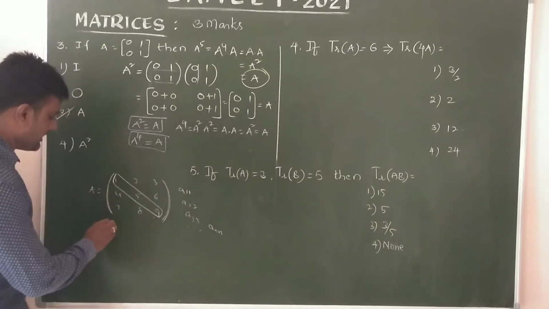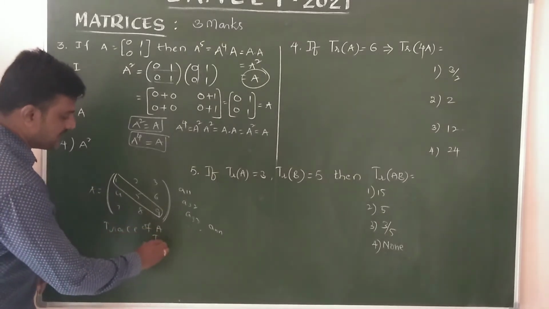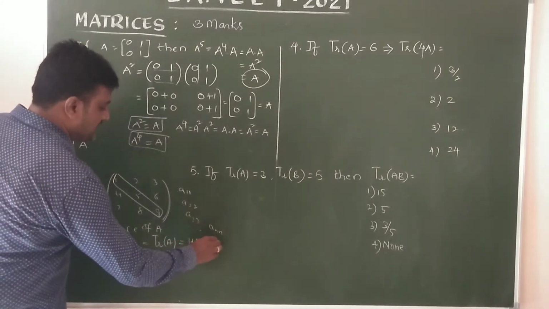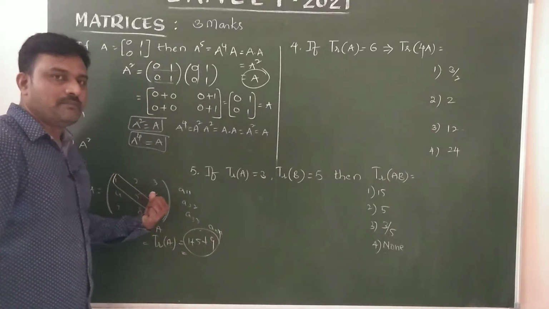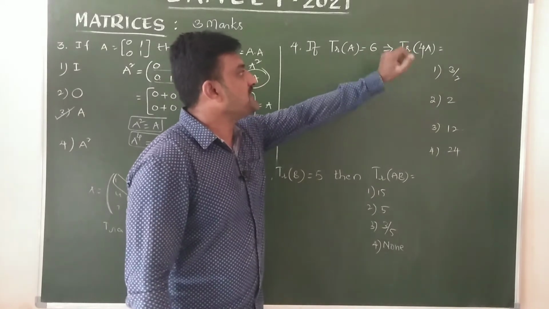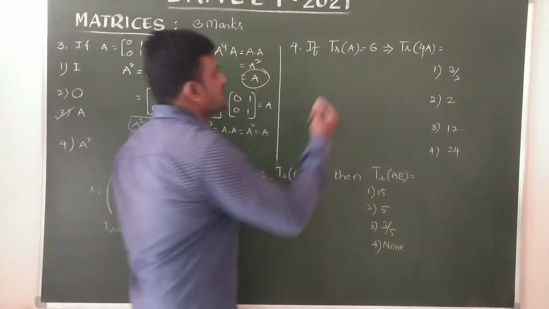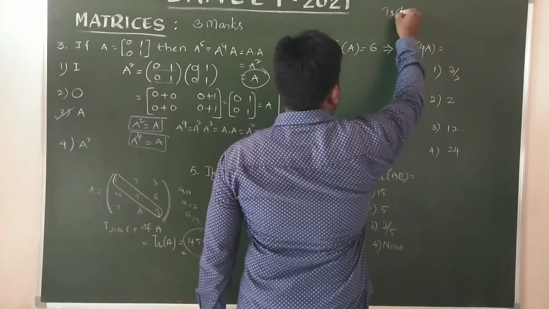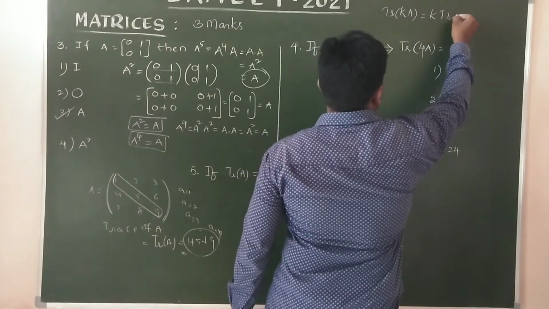Then trace of A is denoted by tr A, like this. Okay, now the sum of the principal diagonal elements should be called trace of the matrix. Okay, then trace of A equals the given 6. Then what about trace of 4A? Here some properties are applied. So trace of kA equals, definitely we should write k into trace of A.